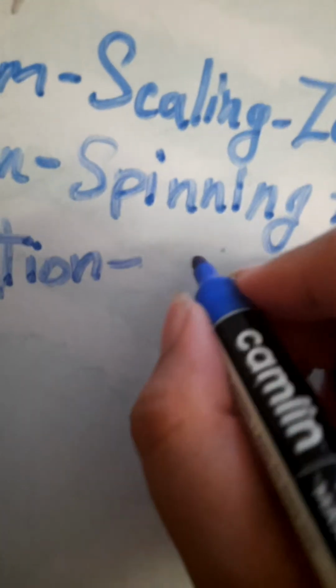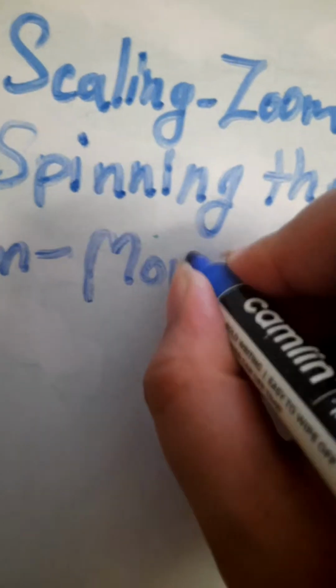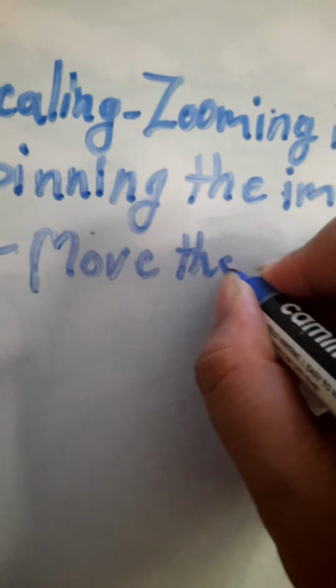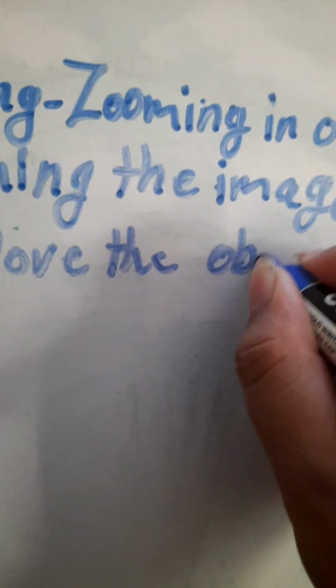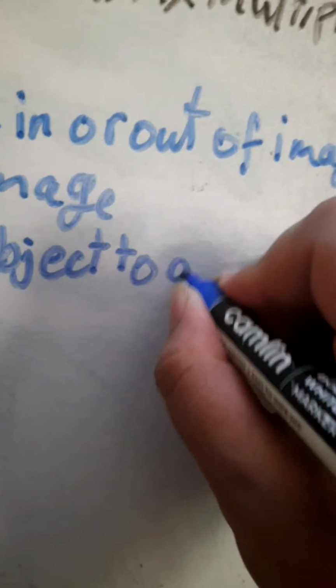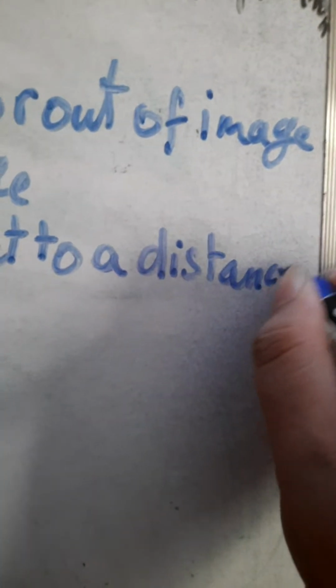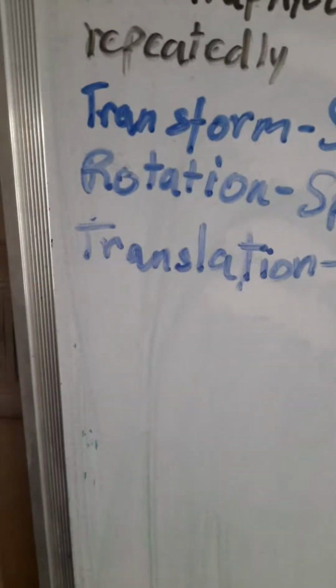Okay, so what we do in translation is, we move the object to a distance. Okay, now what happens here is there are some problems. There is scaling, translation, rotation.